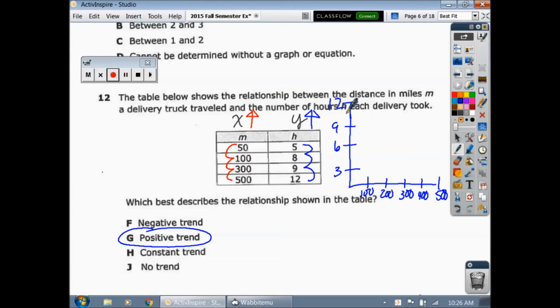So let's plot our points. Go over 50, which is about right here, and go up 5. So we'll estimate 5 right there. Go over 100 and up 8, which is going to be right up here. Go over 300 and up 9, which is up here. Go over 400, we don't have a 400, go over 500 and up 12. And if you were to draw a line of best fit, you would know that that would be a positive correlation, or in this case, a positive trend.